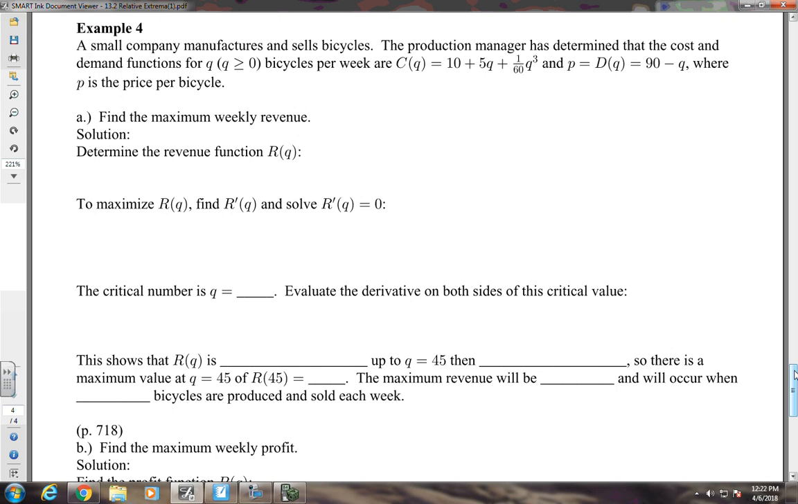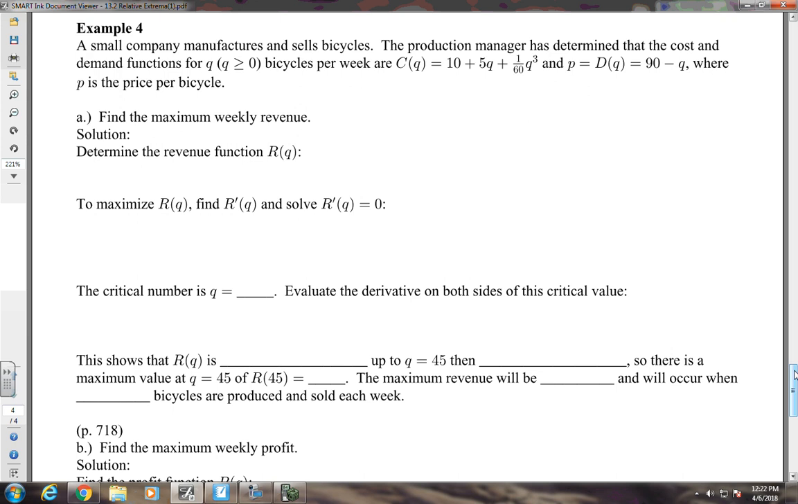The production manager has determined that the cost and demand functions for Q, now it says Q has to be greater than or equal to 0. Q is the number of bicycles. We're not going to make a negative number of bicycles, right? So Q is the number of bicycles per week. The cost function is C of Q, and the demand function D of Q. And remember, P is the price per bicycle, okay? So find the maximum weekly revenue.